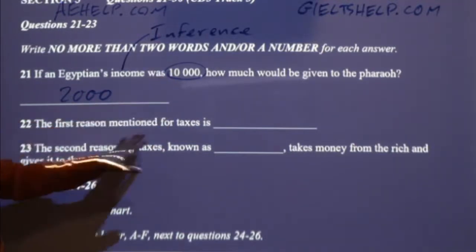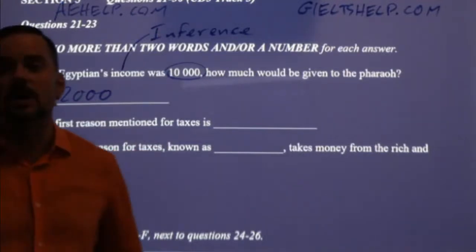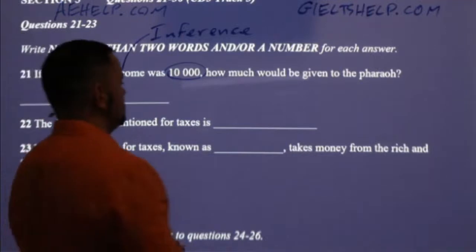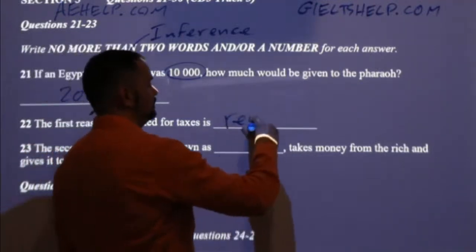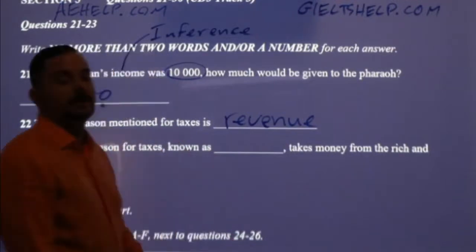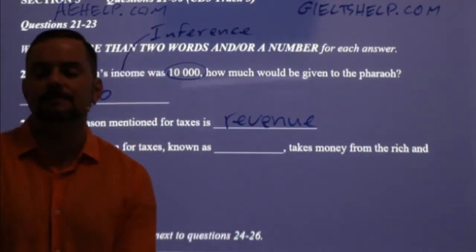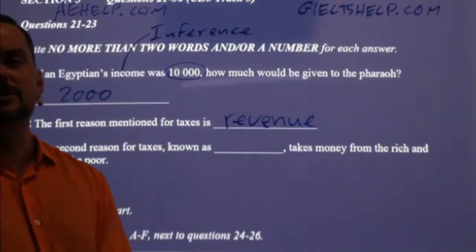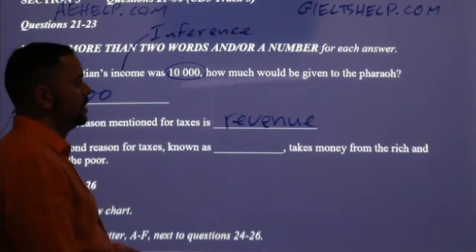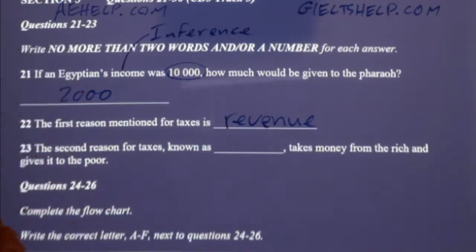The first reason mentioned for taxes is what? Amandeep very quickly says the first reason for that is revenue. Yep, revenue means income for the government. Absolutely. You can write it all capital letters. You can write it all lowercase letters. You don't need to capitalize the R here. It's a common noun. Okay.